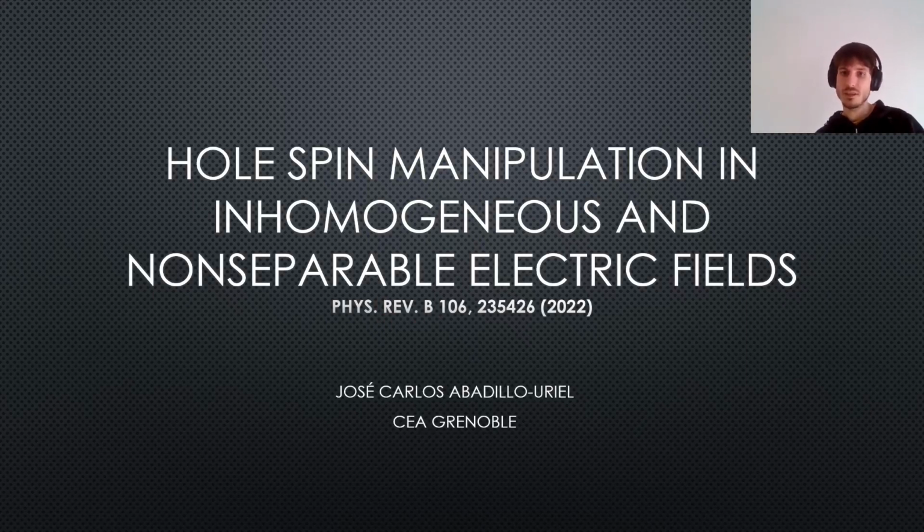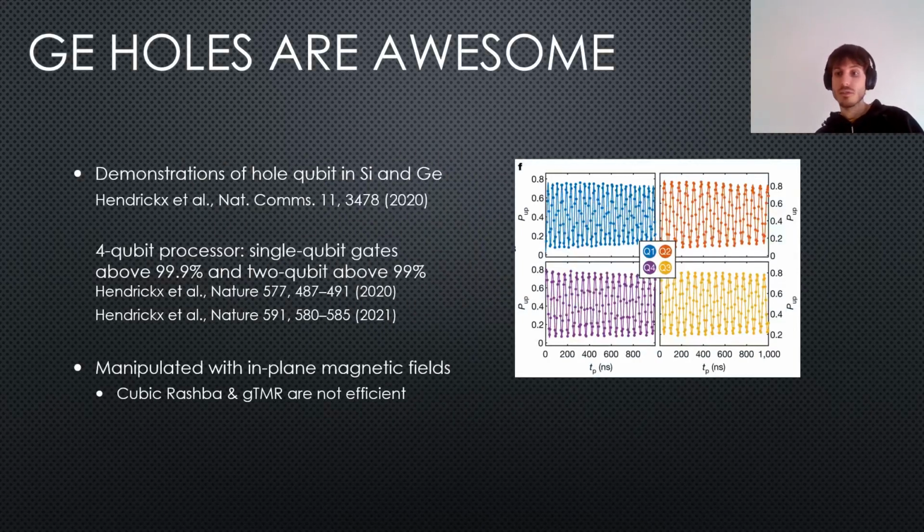So let's get started. This work was basically focused on germanium holes. Germanium holes are very interesting creatures for quantum computation. You can use the spin for defining your qubit, and you can use electric fields to manipulate your spin by taking advantage of the spin-orbit coupling in these devices.